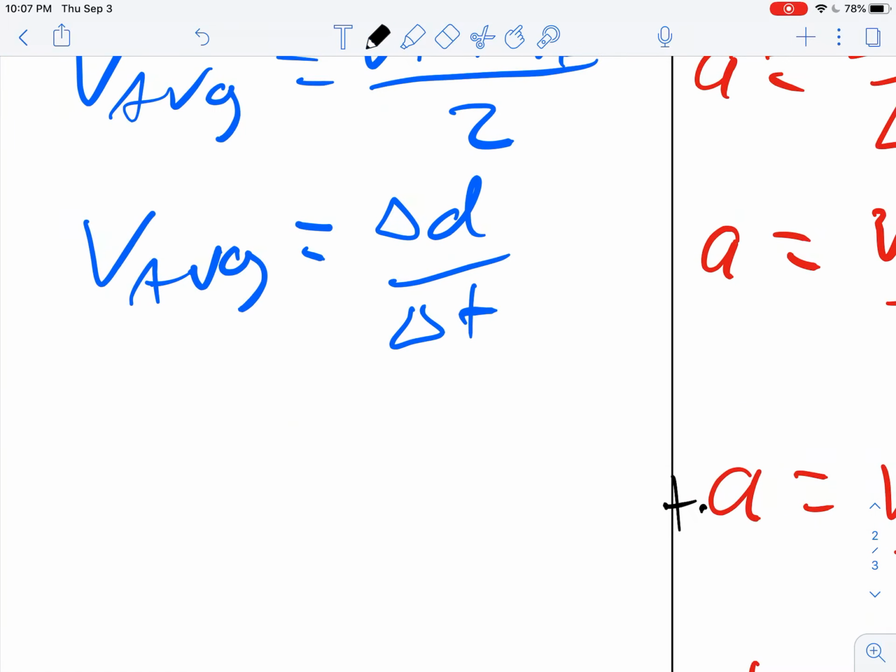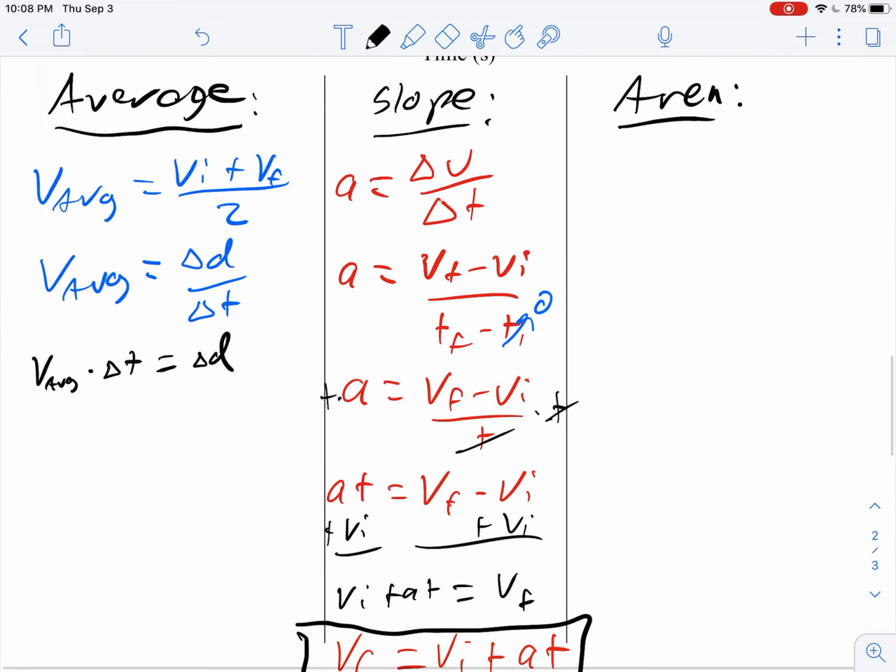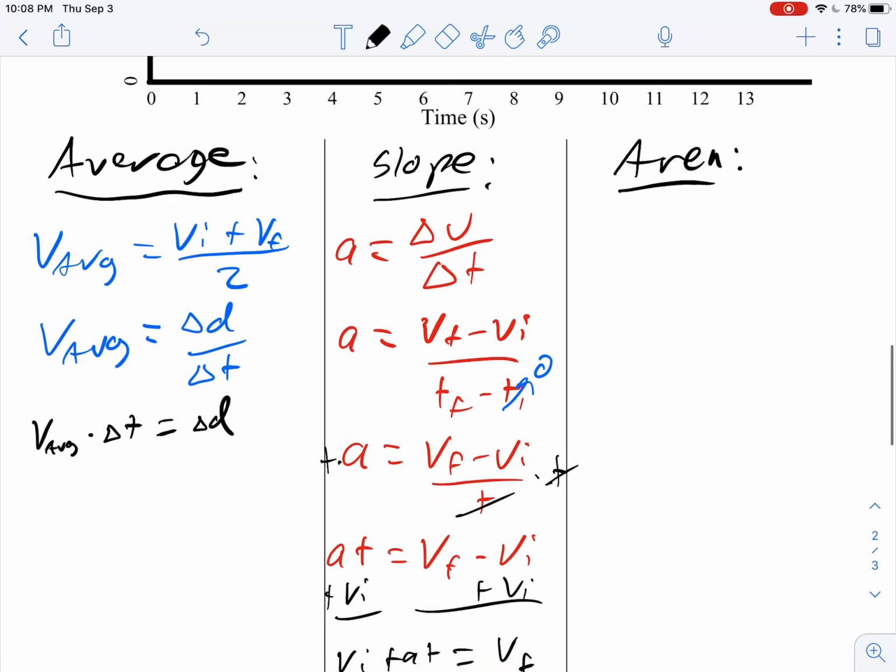Hey, look at this. All right, that should look familiar. Okay, this is really just DRT. Rate times time is equal to distance. Rate of velocity times change in time is the change in displacement. Okay, so that's kind of neat, but that's kind of old hat.